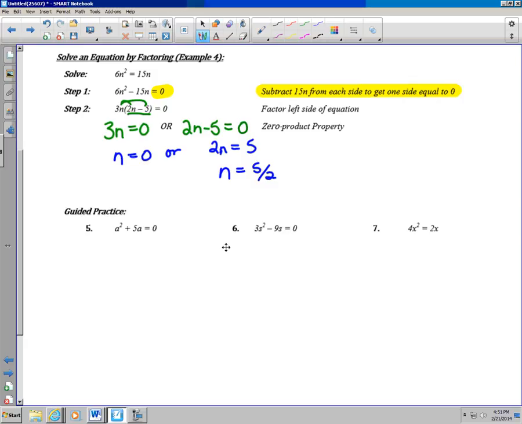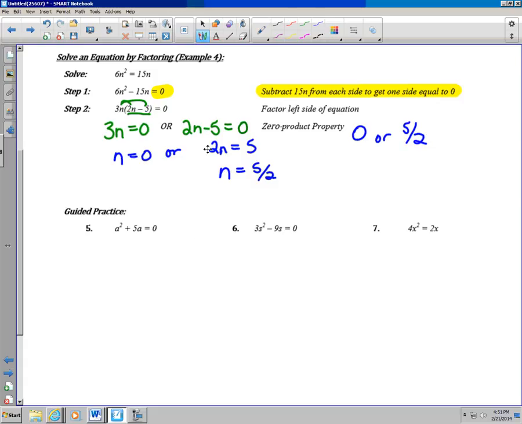Our solutions are going to be 0. Let me go ahead and change that to or. I'm going to make that 0 or 5 halves. That's probably how we should be writing that, 0 or 5 halves. Those are our two options.